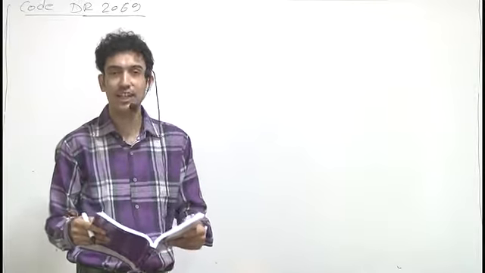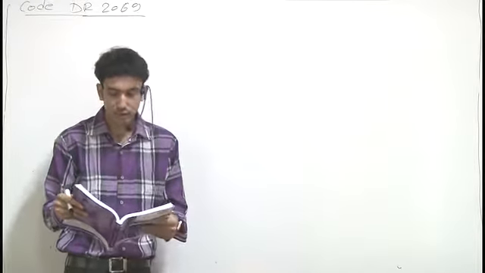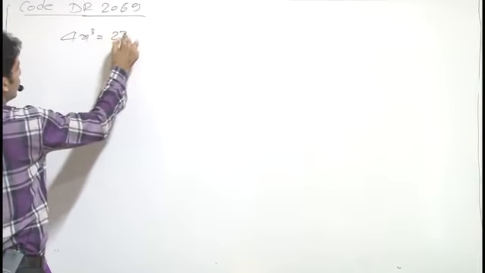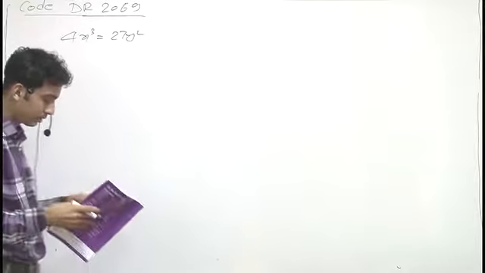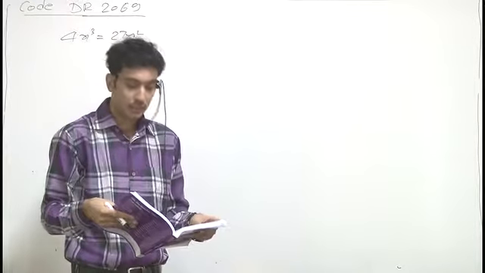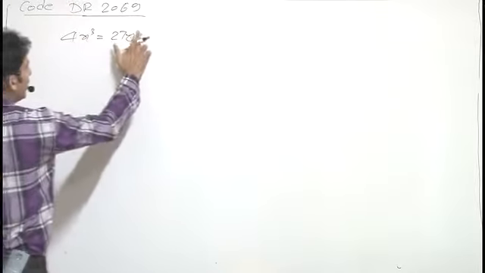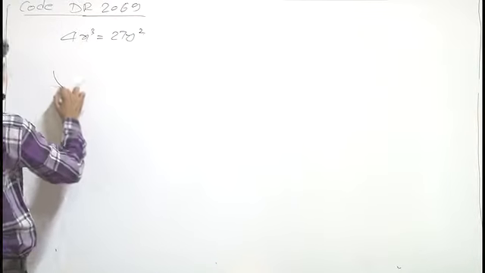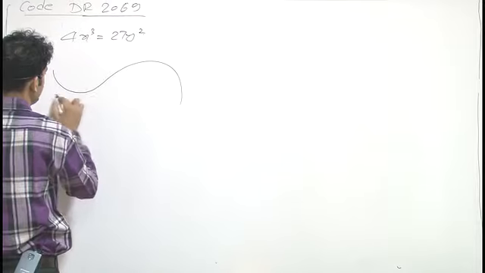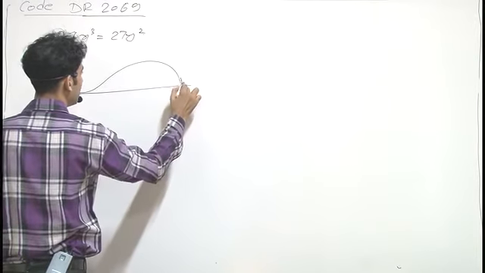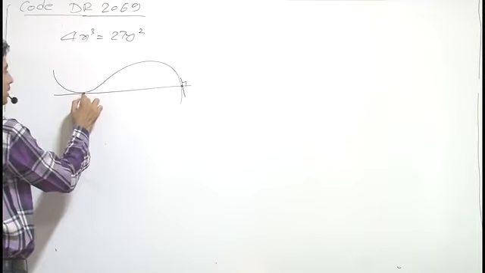In this question we have a problem to find out the equation of a line which is tangent to a point on the curve 4x cube equal 27y square, and the same line which is normal to another point. So we have a rough figure like this. Tangent at one point is becoming normal at another point.